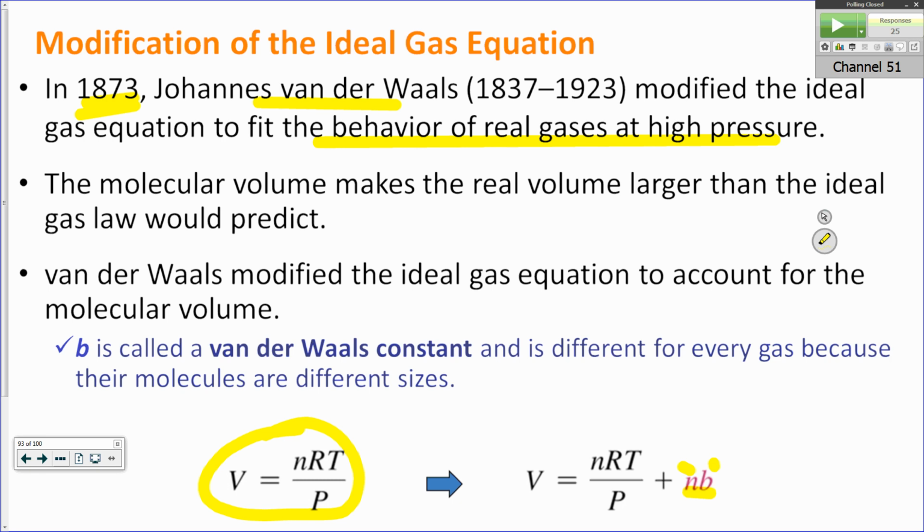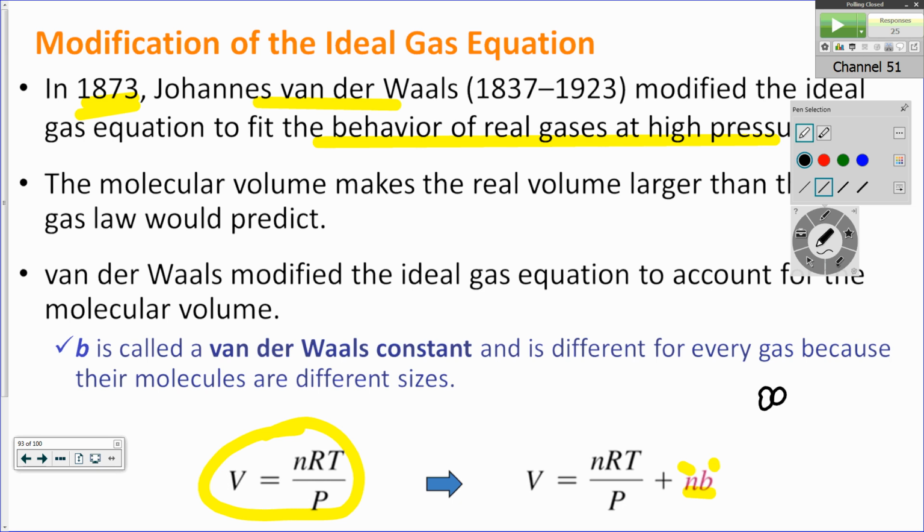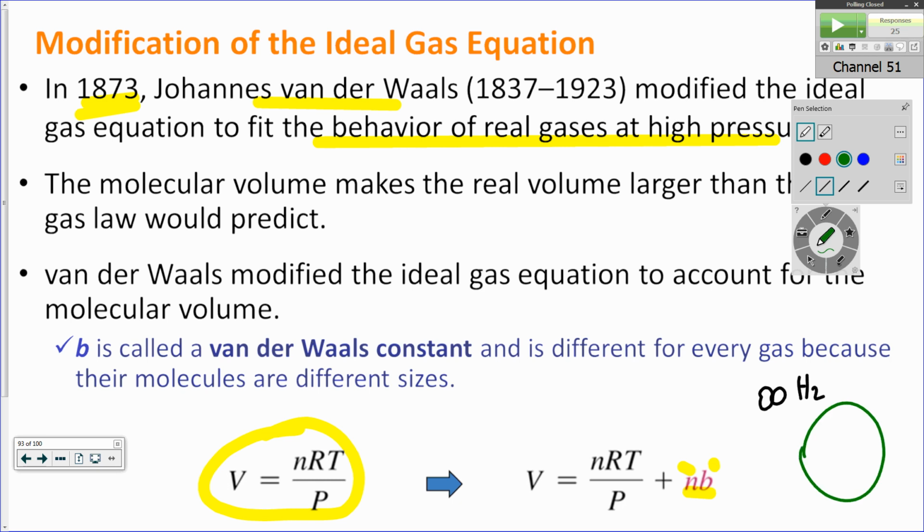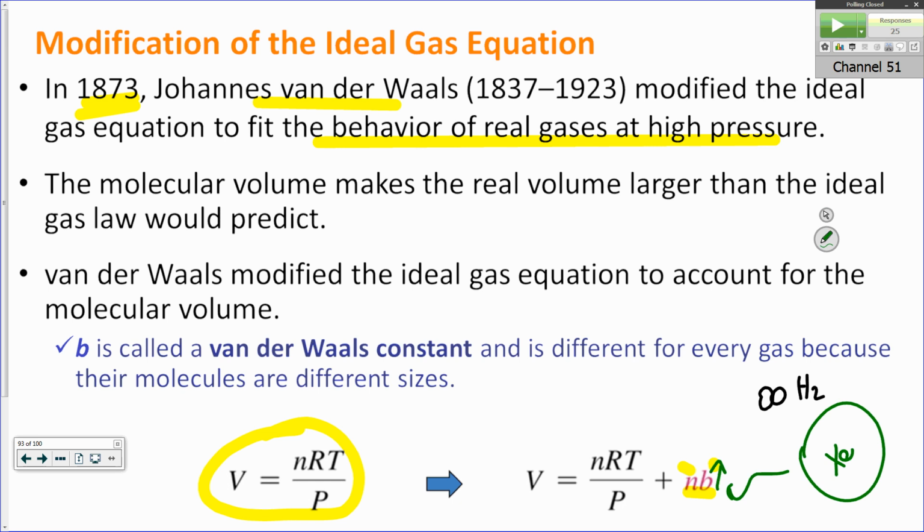If it's something like hydrogen, H2, in terms of molecular size, hydrogen's a very small molecule. Or if it were something larger, going down to your largest gases, something like xenon, xenon is much larger in size. Xenon would have a much, much larger term for B associated with it than hydrogen would have. And maybe we would have to increase that.